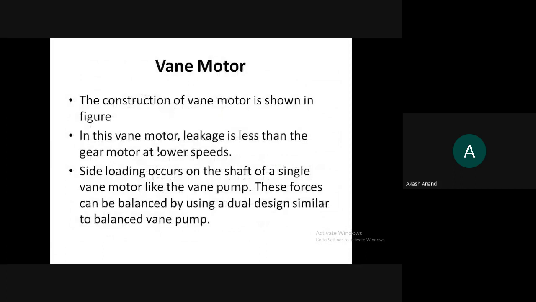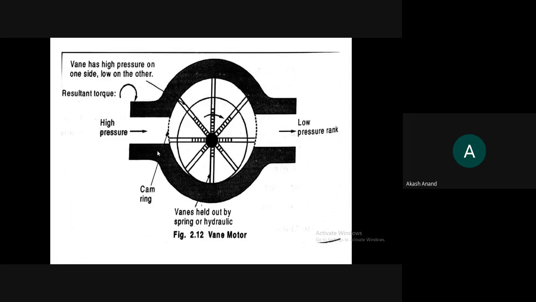Okay. Then coming on to vane motors, the construction of a vane motor is shown here. This is the shape of a vane motor. This is a cam ring. The circular thing is a cam ring. This is a high pressure fluid region. This is a low pressure fluid region, and these are vanes held out by spring or hydraulic setup. Vanes means just blades. So a vane has high pressure on one side and low on the other side.